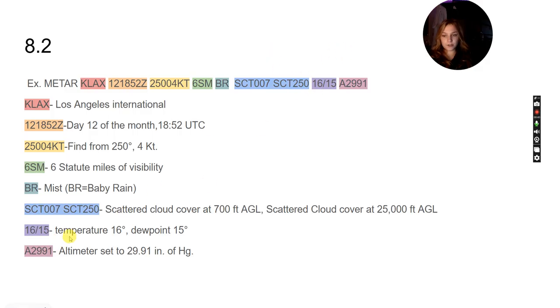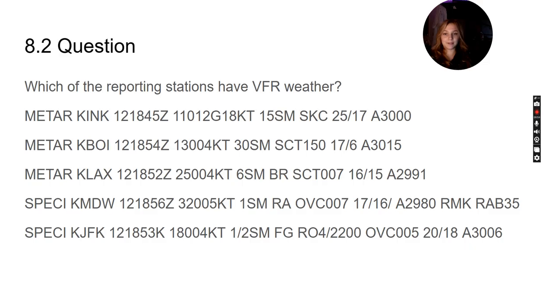Then the temperature and the dew point. The temperature is 16 degrees Celsius and the dew point is 15 degrees Celsius. And then you would set your altimeter to 2991. So that is basically how you would read a report. I know it's a lot, but whatever.